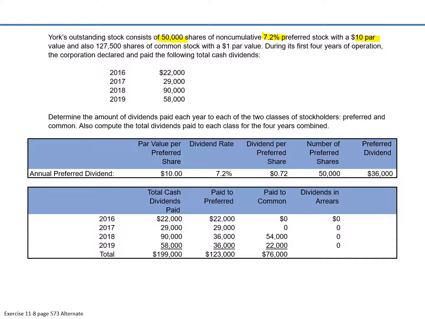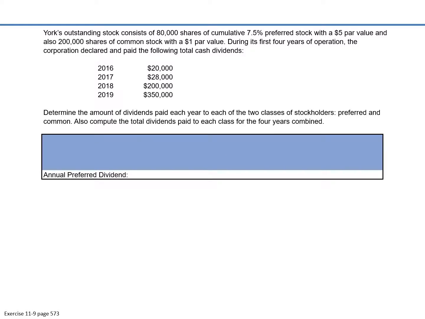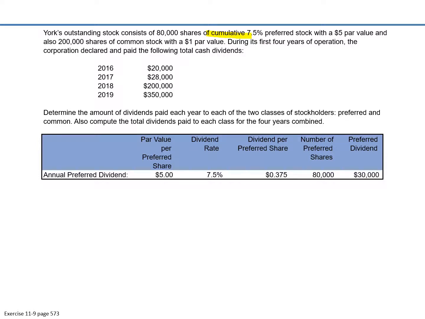Okay, so hopefully you found that to be pretty easy. Exercise 11.9. York's outstanding stock consists of 80,000 shares of cumulative 7.5% preferred stock, $5 par, and 20,000 shares of common stock with a $1 par value. So it's the same type of problem, it's just this time it's cumulative. That's the difference. So let's see how that works. So our preferred par is $5. Our rate is 7.5%, so our dividend per share is 37.5 cents. We have 80,000 shares issued, so our dividend is going to be $30,000.